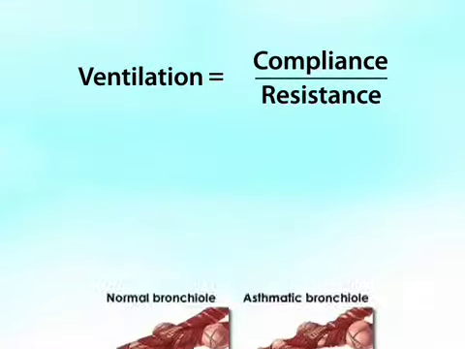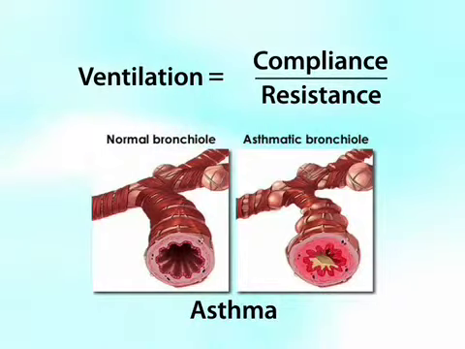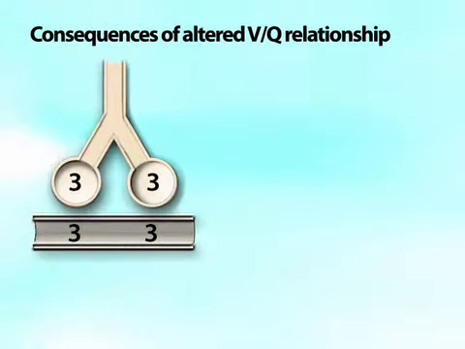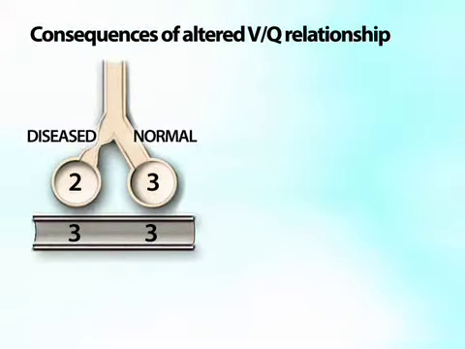A decrease in compliance results to a decrease in ventilation, while an increase in resistance results to a decrease in ventilation. In asthma, there is increased contraction of smooth muscles in the bronchioles, which increases the resistance and decreases the ventilation. Since the lungs are composed of millions of interconnected respiratory units, a single respiratory unit affected by a disease can affect the other respiratory units by diverting the ventilation that is supposed to be for the diseased respiratory unit to the normal respiratory unit.